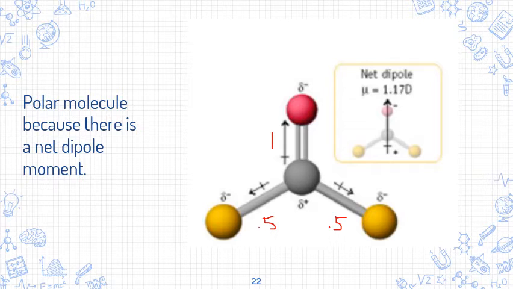There is going to be a net dipole moment toward the oxygen. So the oxygen is going to be our more partially negative section of this molecule. So it will overall be a polar molecule.